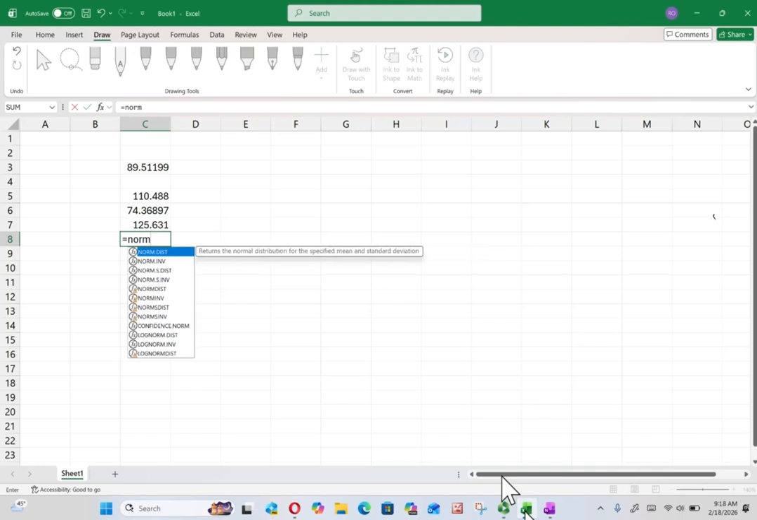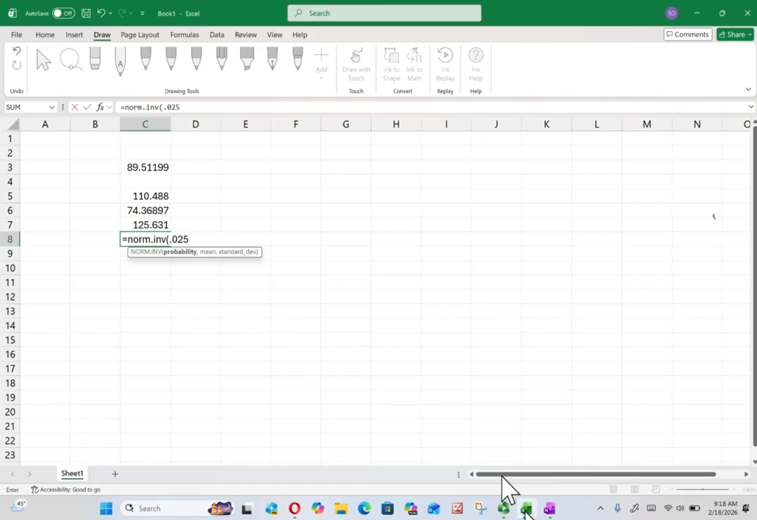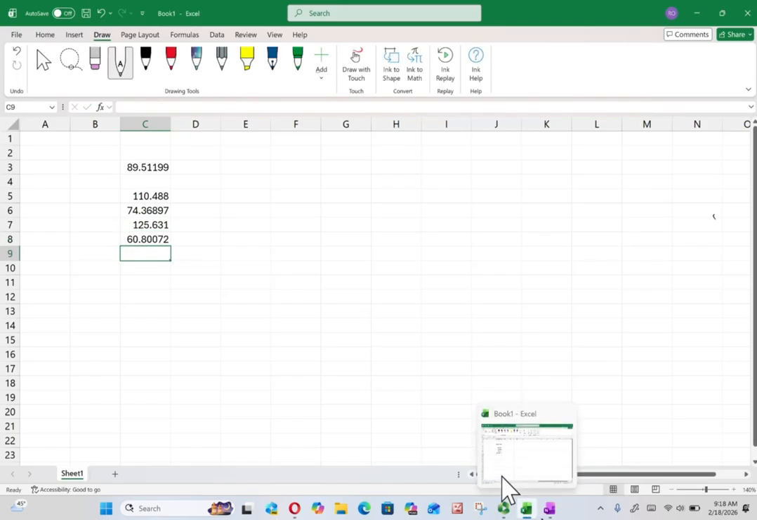Equals NORM.INV 0.025, 100, 20. That's 60.8.